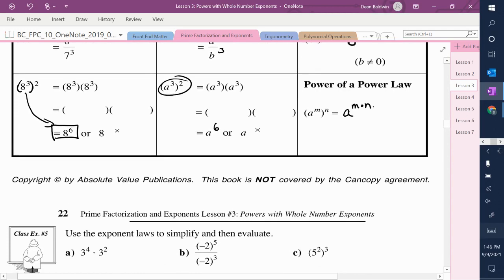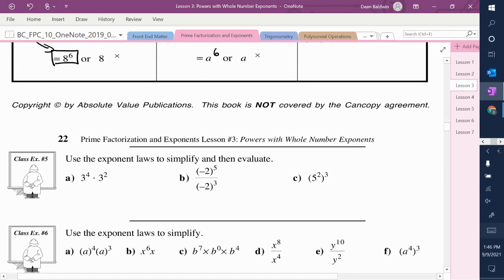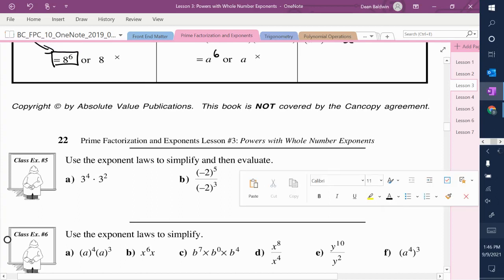All right. Now we're going to apply this. Okay? So there's only 5 minutes left. We're just going to do a couple of questions here.